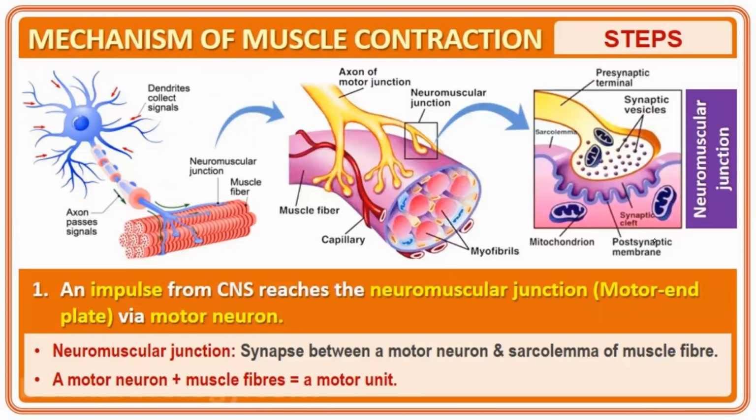Now these are the steps involved for muscle contraction. The first step is an impulse from the CNS, that is the central nervous system, which reaches the neuromuscular junction, the motor end plate, via a motor neuron. The neuromuscular junction is a synapse between a motor neuron and the sarcolemma of the muscle fiber. A motor neuron plus muscle fiber equals a motor unit.